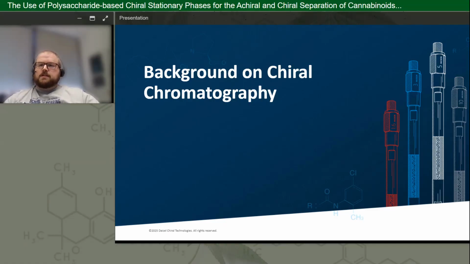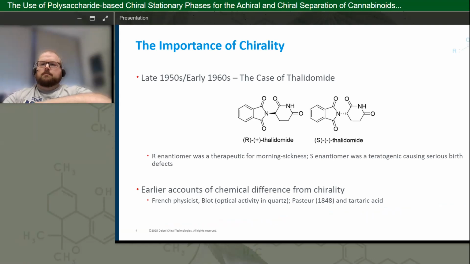So starting first, this background section on chiral chromatography. Why is chirality important? If you're a fan of Billy Joel or a fan of history, there's a good chance that you've heard of thalidomide at some point in time. In the late 1950s, early 1960s, thalidomide was a drug that was prescribed to pregnant mothers, specifically in Europe, for the treatment of morning sickness.